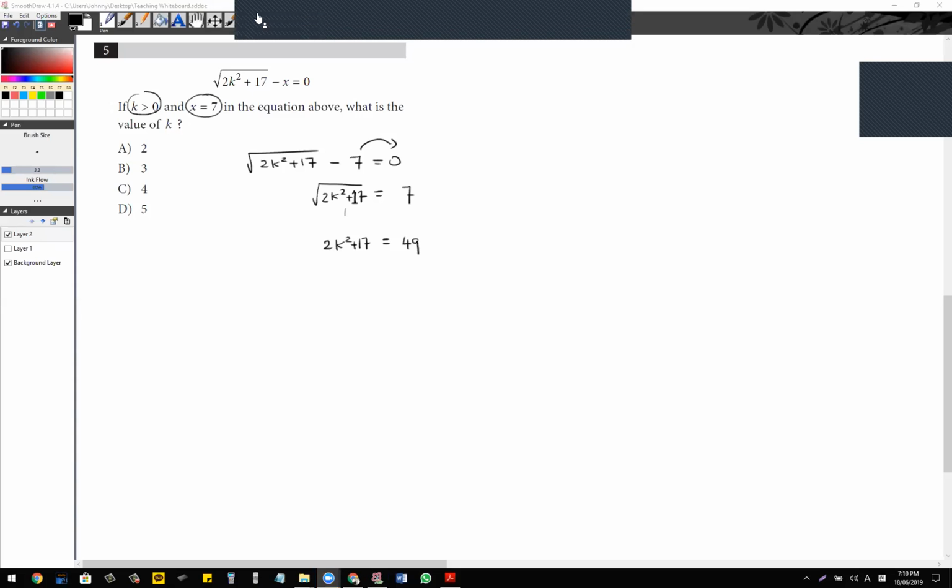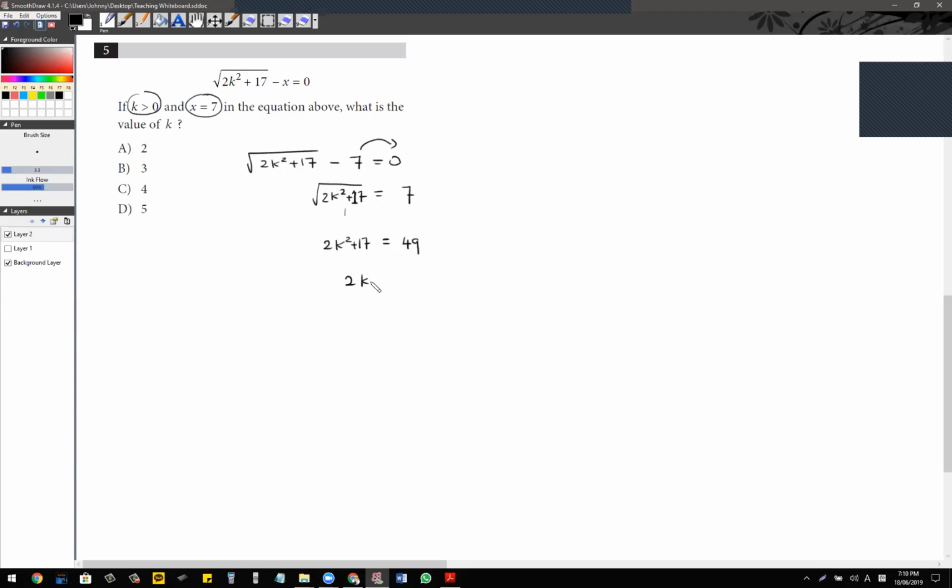Yeah. All right. So therefore 2k squared equals 49 minus 17, which is 32. And therefore k squared is equal to 16. So k equals plus and minus square root of 16, so plus and minus 4.